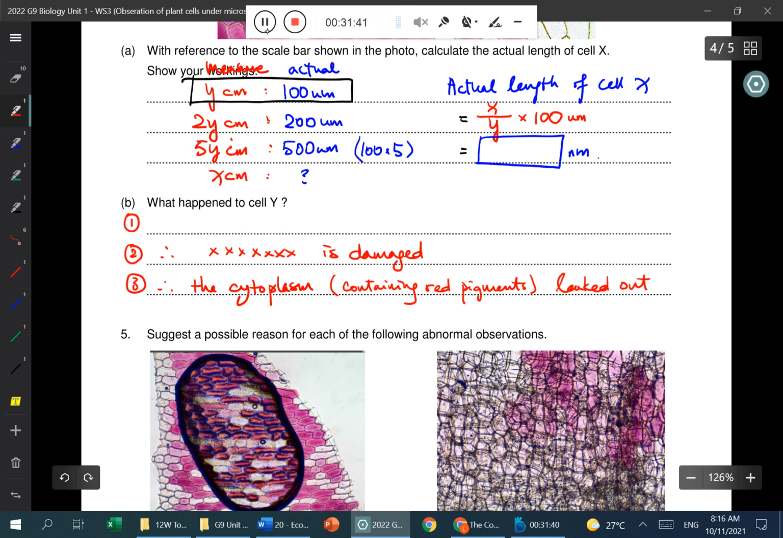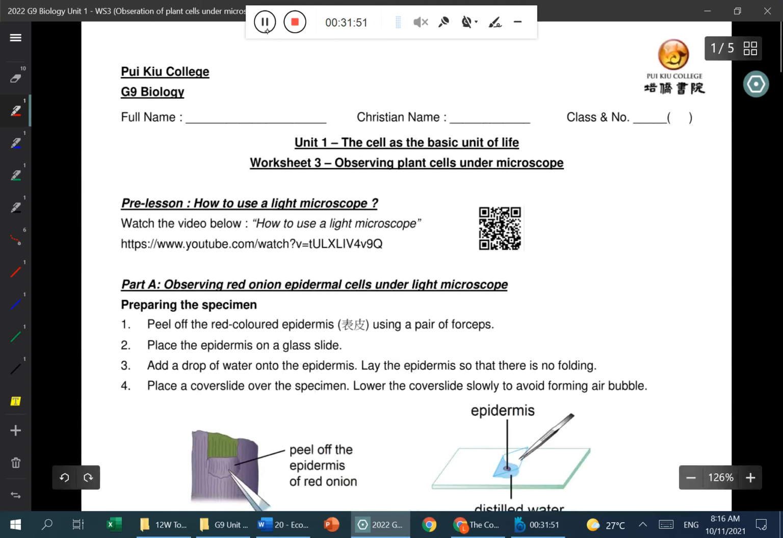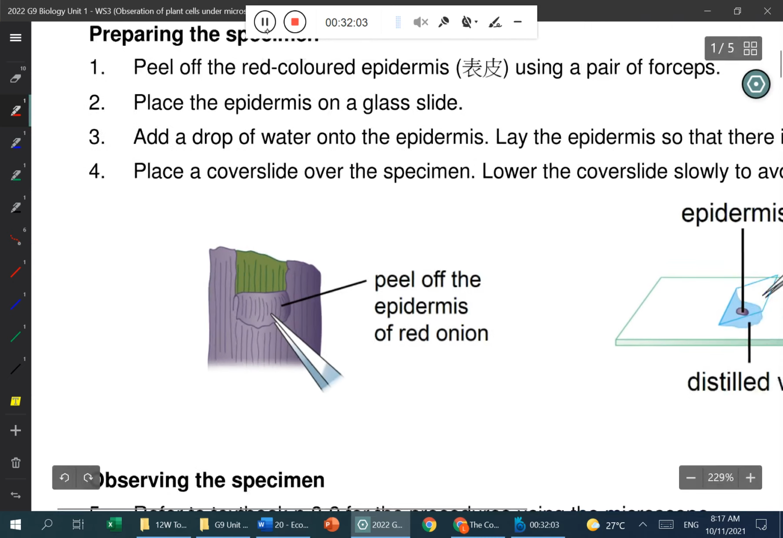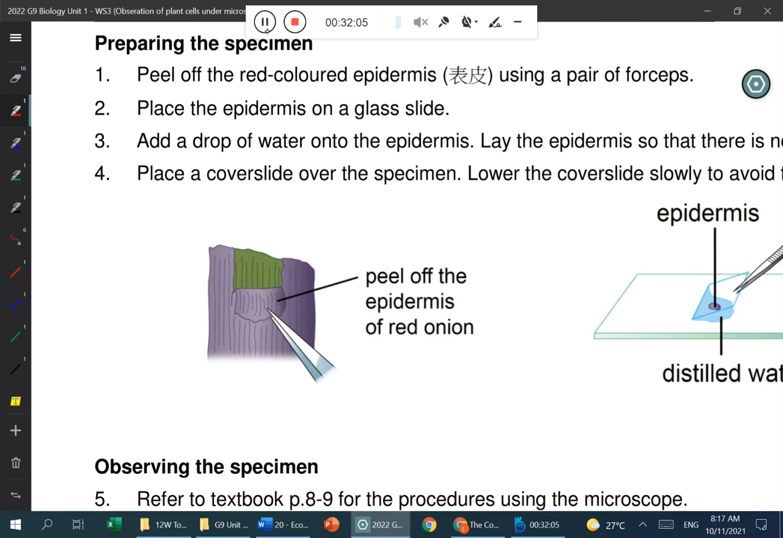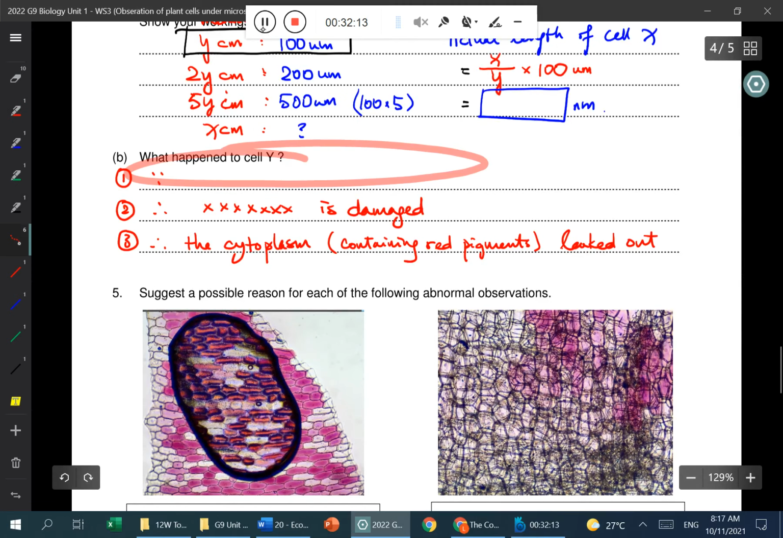But I want to trace to an earlier reason. Why are they damaged? I think this picture would tell you the answer. When you peel the epidermis, you may have physically damaged some of the cells when you tear the epidermis off. So that's why I would say this is the first reason that caused all these problems.